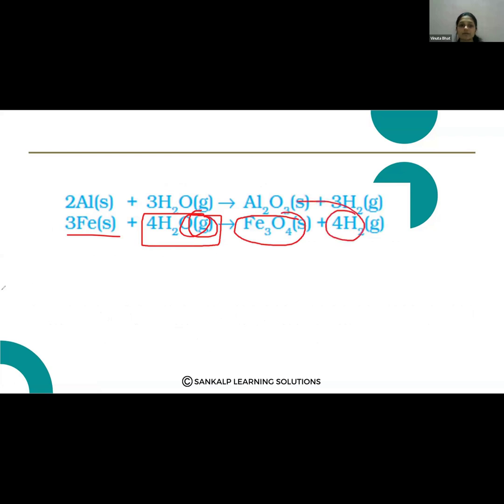Iron reacts with the water and it forms iron oxide and hydrogen gas. So that is very important.